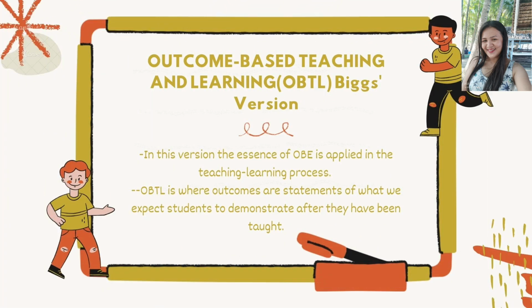So, since I know that OBE's previous version is now clear to you, let's proceed to outcome-based teaching and learning, or OBTL Biggs version. In OBTL's Biggs version, the essence of OBE is applied in a teaching learning process. OBTL is where outcomes are statements of what we expect students to demonstrate after they have been taught. So simply put, OBTL is concerned with the learning outcomes.